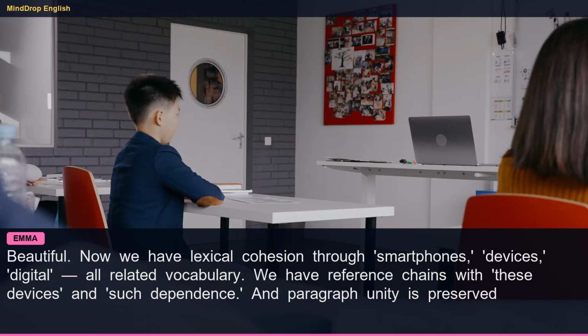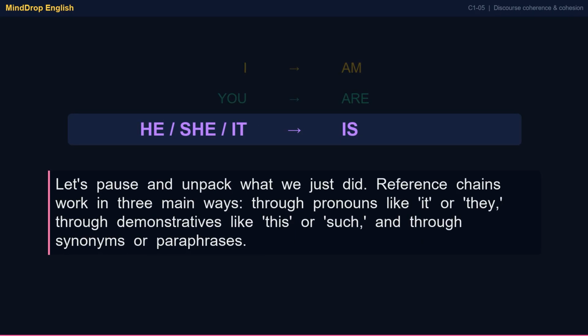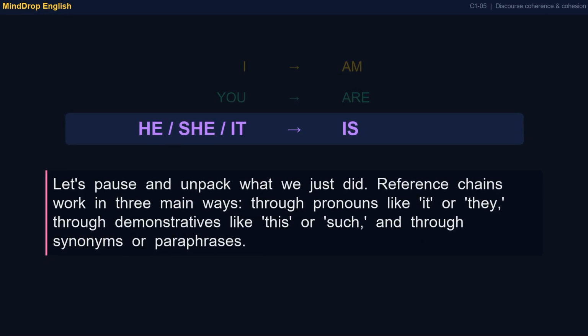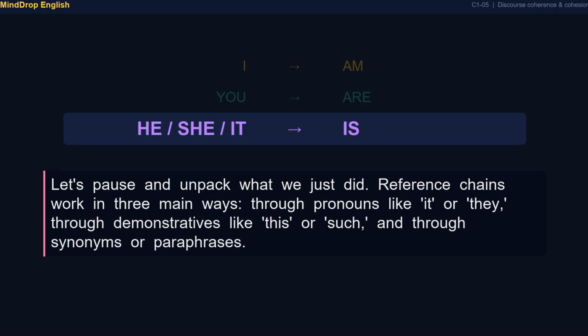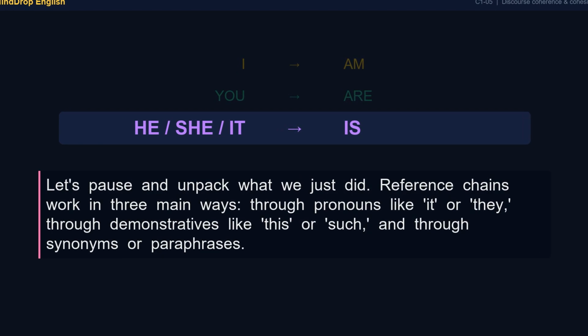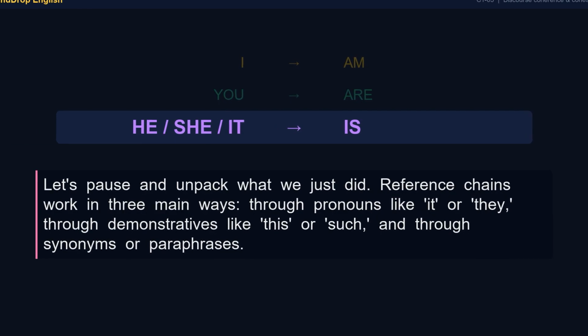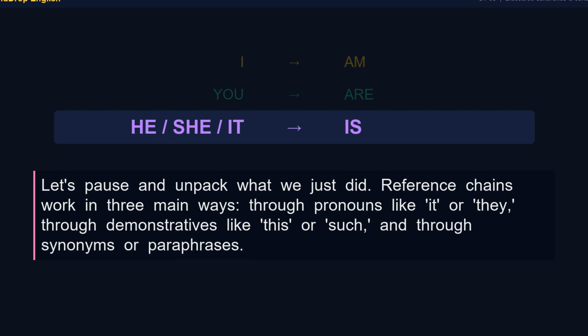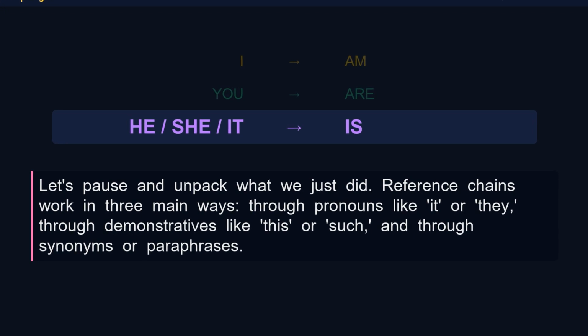I felt the difference as I was speaking. Everything felt connected. Let's pause and unpack what we just did. Reference chains work in 3 main ways. Through pronouns like it, or they, through demonstratives like this, or such, and through synonyms or paraphrases.